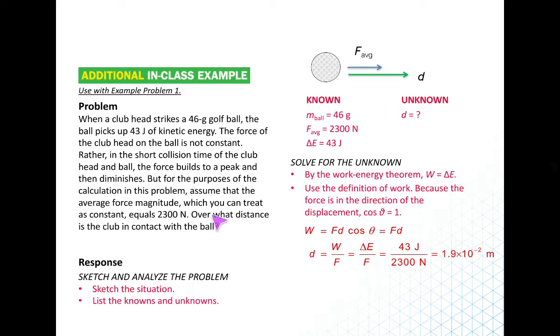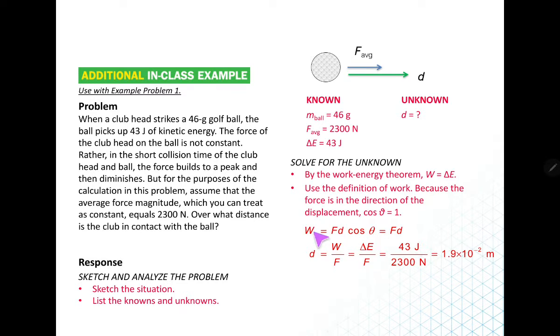We need to calculate over what distance the club is in contact with the ball. So we need to find the distance, which is simply d. We have our law, W equals F d cosine theta. Because the movement of the ball is in the same direction as the force, the angle is 0, so cosine theta for 0 is equal to 1.